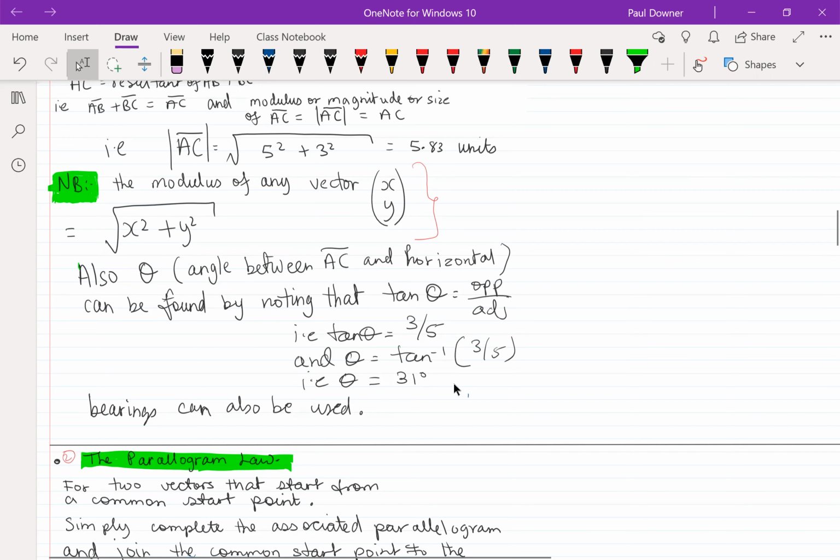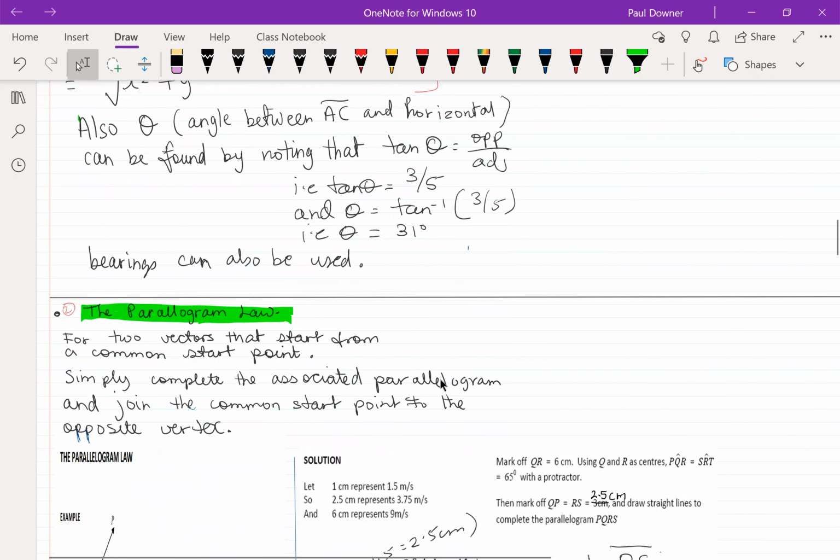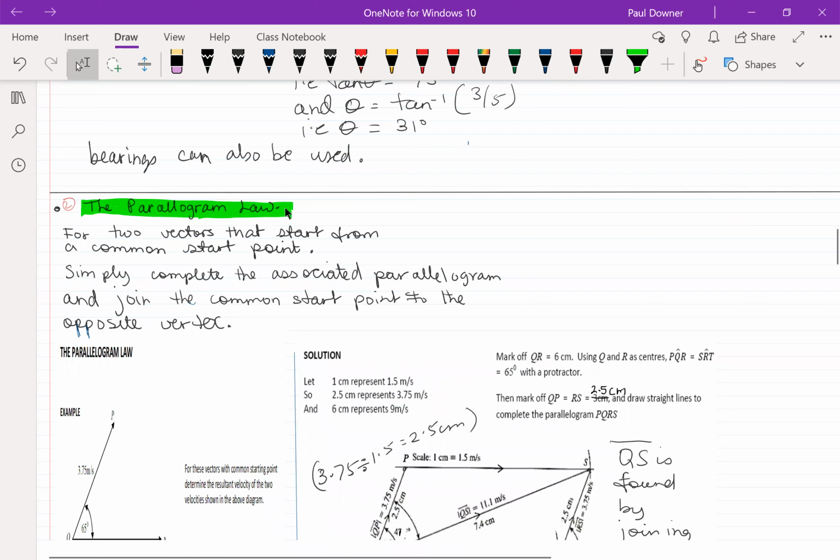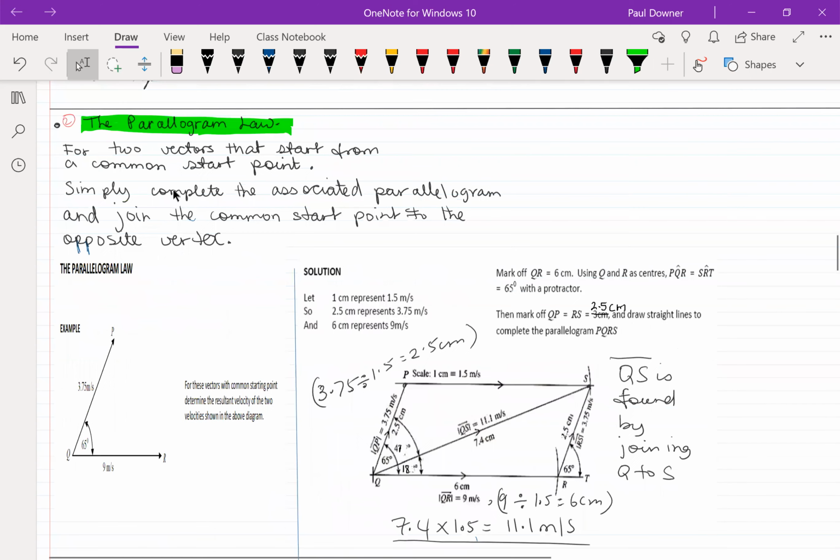But remember, there's more than one method of adding vectors. You're supposed to know another method called the parallelogram law. So how do we know whether to use the triangle law, which we just did, or the parallelogram law? Well, anytime you have 2 vectors that start from a common start point, then we simply complete the associated parallelogram, and to get the resultant, we join the common start point to the opposite vertex.